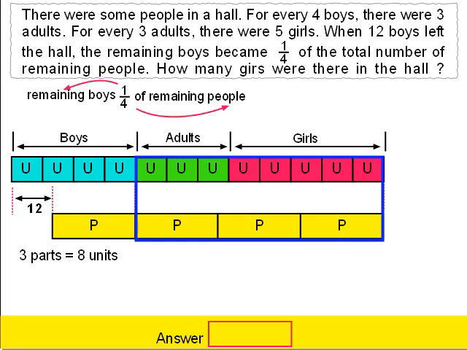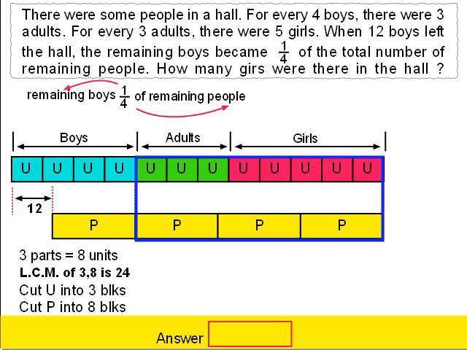Now looking at this part of the model, straight away we know that 3 parts is equal to 8 units. And the lowest common multiple of 3 and 8 is 24. So we got to cut each part into 8 equal blocks. Alright, and each unit into 3 equal blocks to satisfy the lowest common multiple. Instead of cutting the model, you might want to convert the respective units and parts into their blocks form.